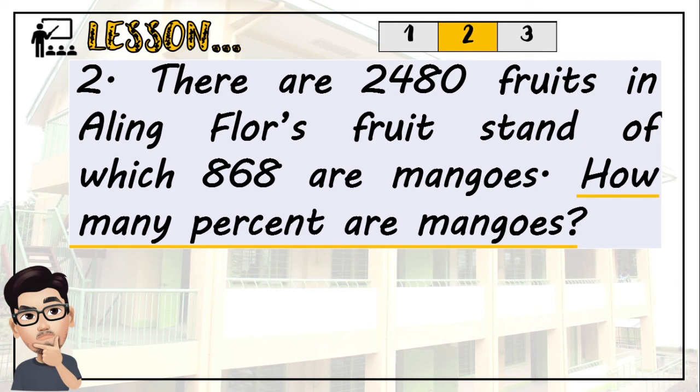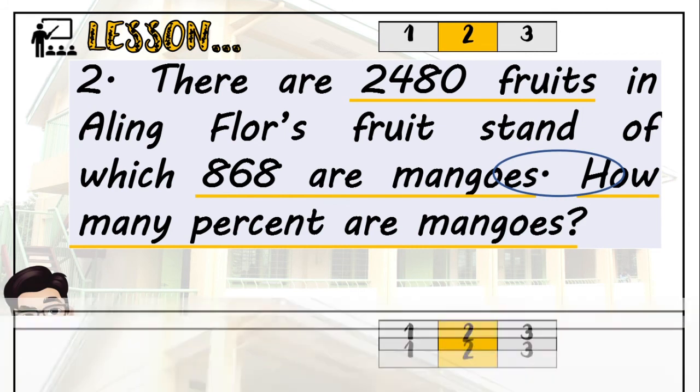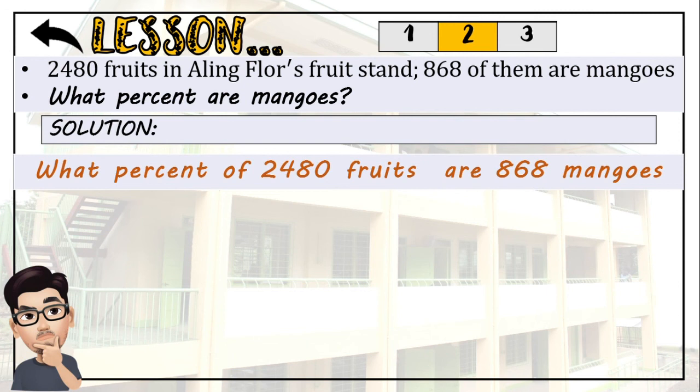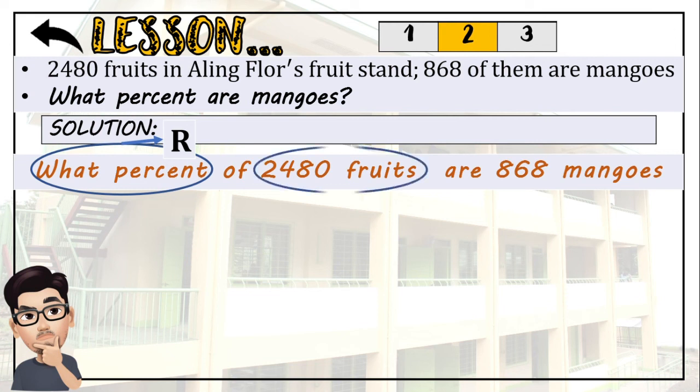And we have the given: 2,480 fruits, and 868 are mangoes. Now let's make a statement muna para ma-identify natin yung percentage, base, and rate. So, what percent of 2,480 fruits are 868 mangoes? So, ibig sabihin, what percent, this is the "do" part, yung ating rate. Kasi percent. Then, katabi ng "of", yung malapit sa "of", that will be our base.